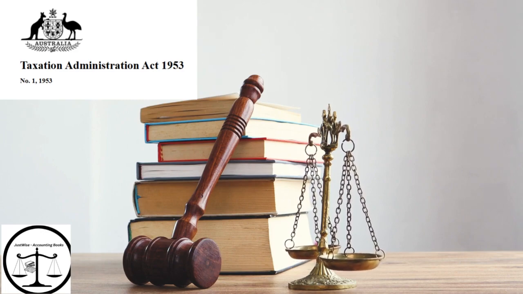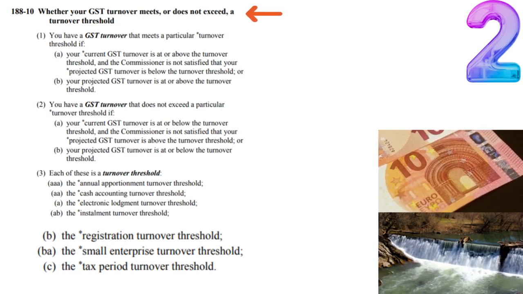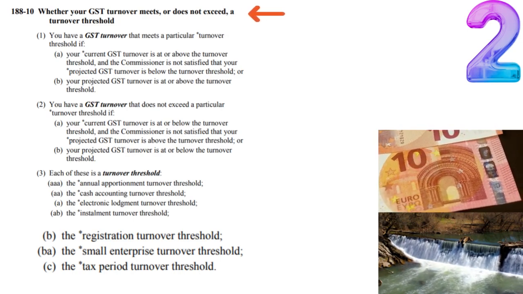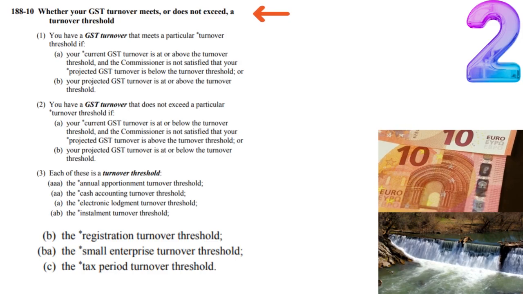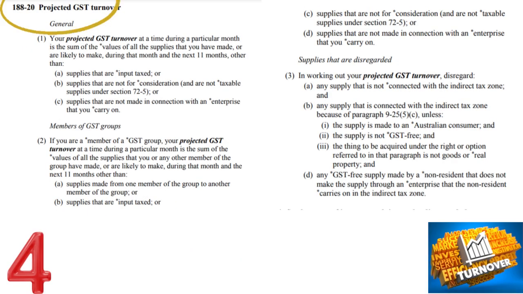Now we will look at the next section, 188-10. This section explains whether your GST turnover meets, or does not exceed, a turnover threshold. Division 188-15 explains current GST turnover in general, for members of GST groups, supplies that are disregarded. Division 188-20, projected GST turnover, in general, members of GST groups, supplies that are disregarded.